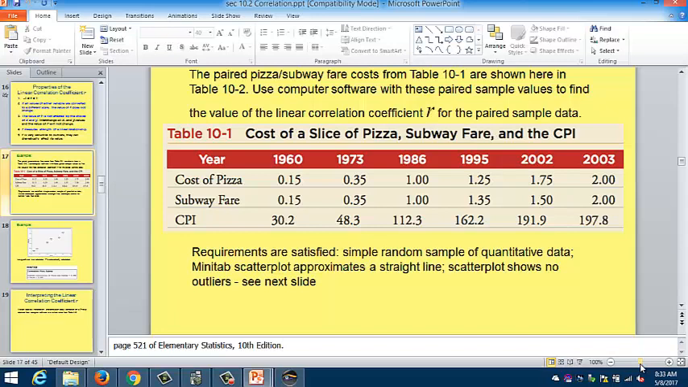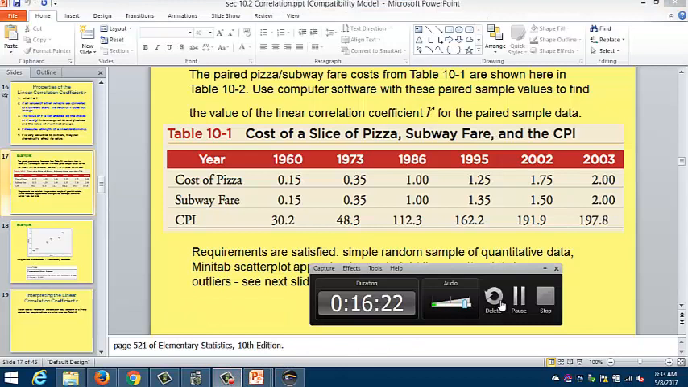Okay? So, cost of a slice of pizza, Subway fare. Do you guys know what CPI stands for? I think it's Consumer Price Index. Okay? Anyways, I'm going to stay away from the CPI. I'm going to analyze the cost of pizza and Subway fare. Actually, I'm going to pause for a second. I'm going to let you guys look at the cost of pizza and Subway fare. And my question is, is there a correlation? And if so, why? Can you guys talk about that data set with your group for a minute, and then we'll come back.